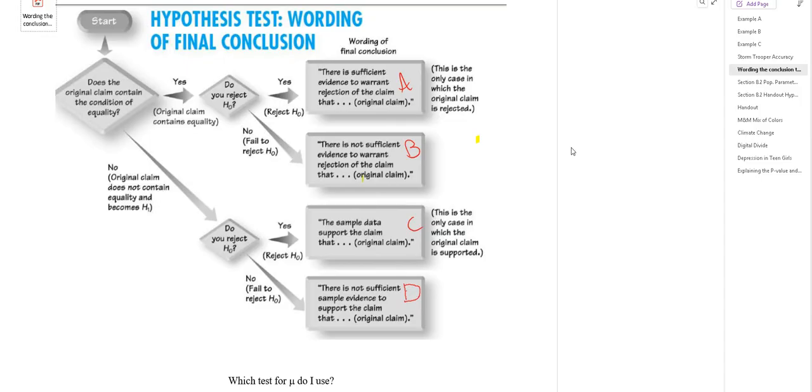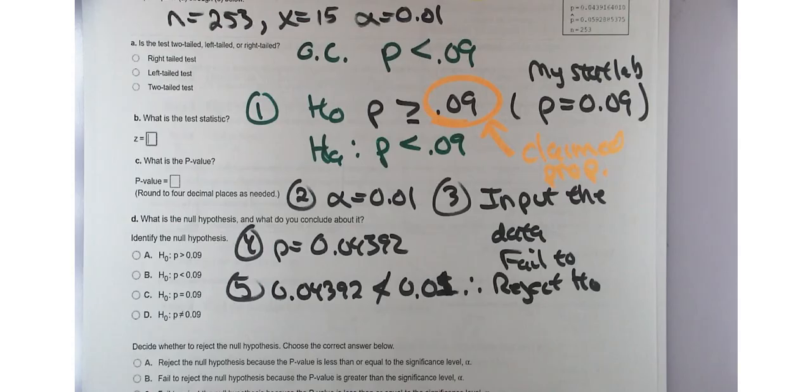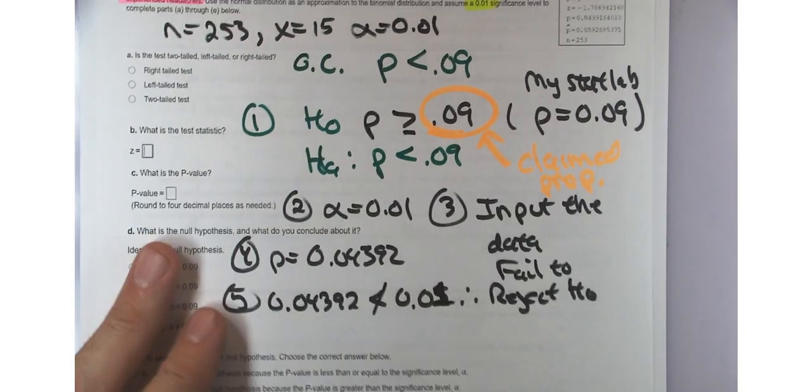So let's take a look at where we were for this one. Because we failed to reject... well, we got to start before that. Here's your original claim.